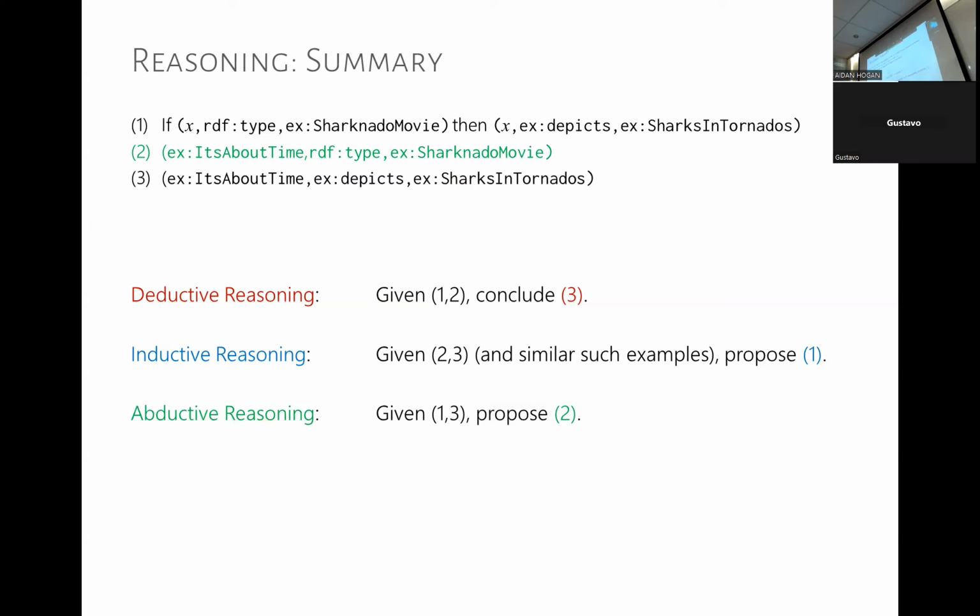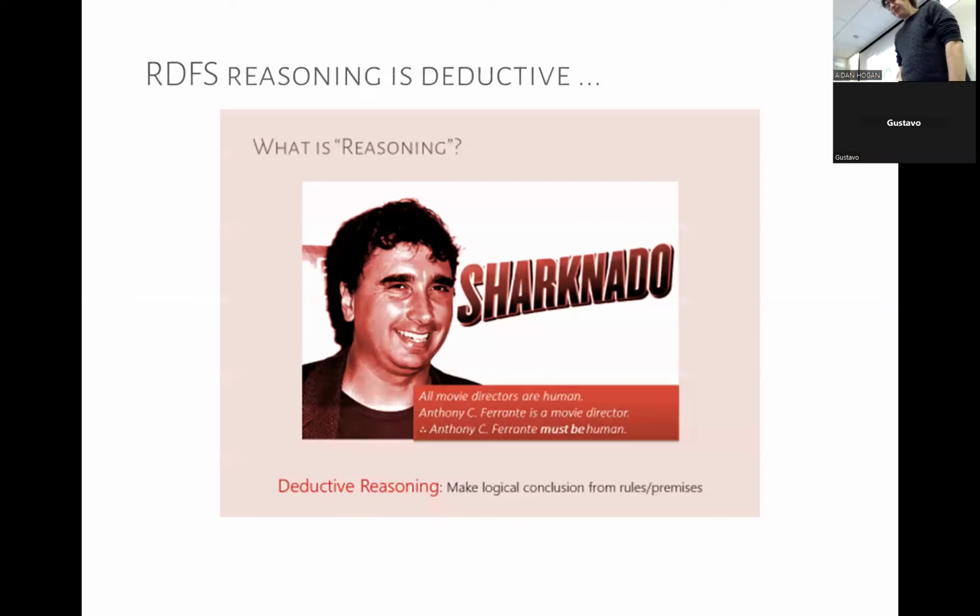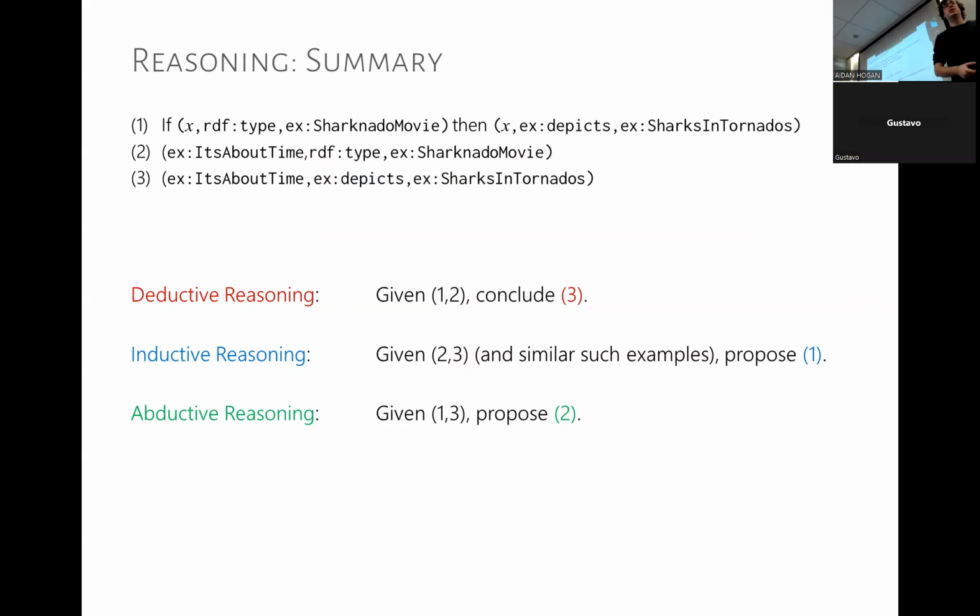Okay, so we have these 3 high-level types of reasoning: deductive, inductive, abductive. The 2 main ones being deductive and inductive. Abductive is often seen as a way of generating explanations. Questions or doubts? Okay.